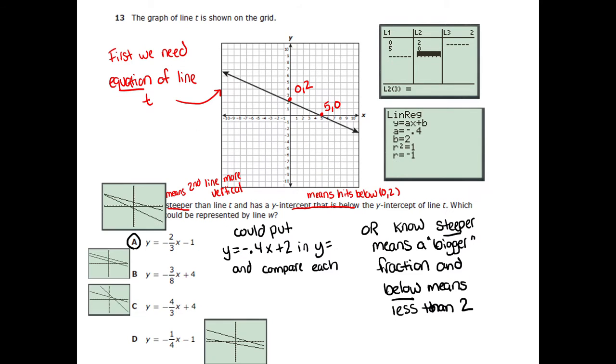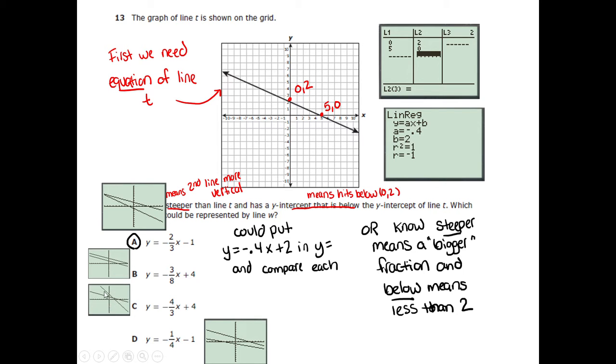Okay, so one way we could approach this problem is we could start by putting negative 0.4x plus 2 into our y equals key and then try each answer choice one at a time in y equals. Here's what A looks like. So A, if you notice, this is my first line, and then my second line goes like this. This is steeper because it drops at a faster rate and it hits below 2. B actually hits above our line.